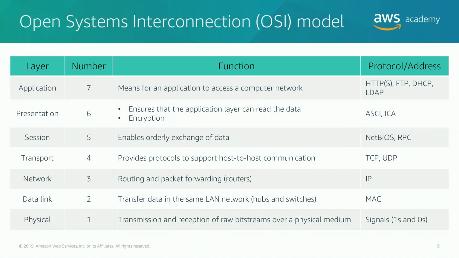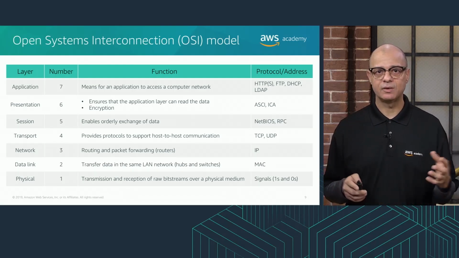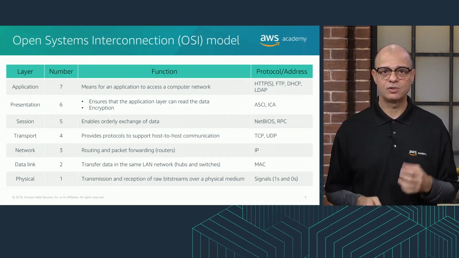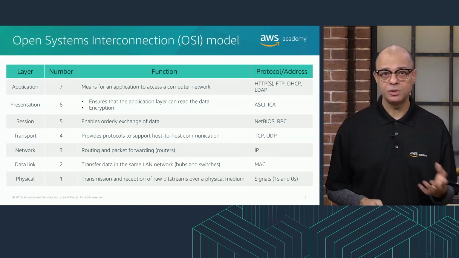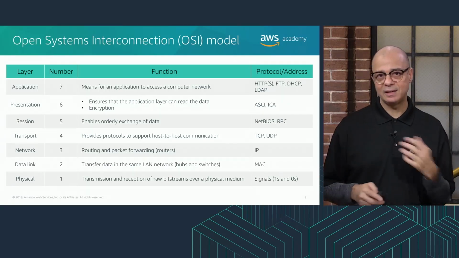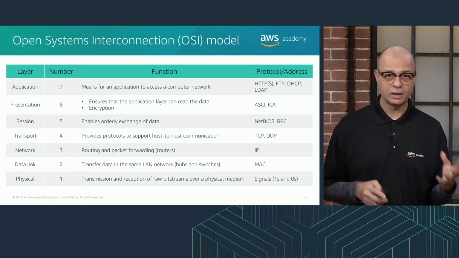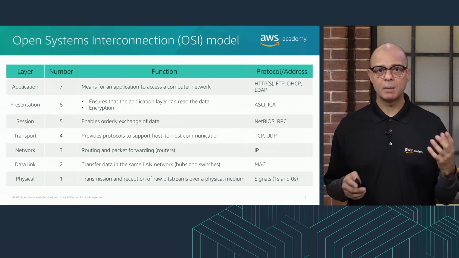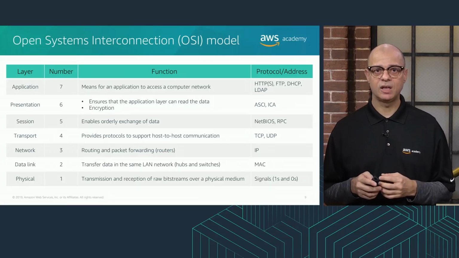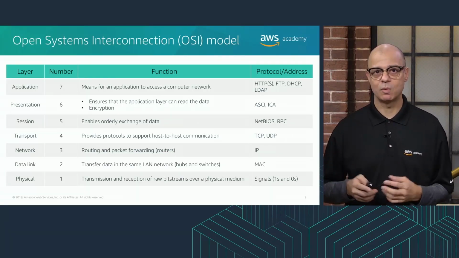The OSI model is a conceptual model that is used to explain data as it travels over a network. It consists of 7 layers and shows the common protocols and addresses that are used to send data at each layer. For example, hubs and switches work at layer 2, the data link layer. Routers work at layer 3, the network layer. The OSI model can be used to understand how communication takes place in the cloud and in basic networking.